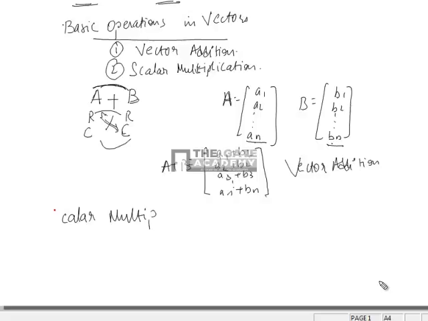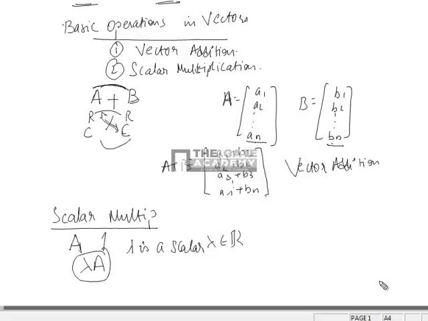Okay, what do I mean by scalar multiplication? If A is a vector, then lambda is a constant, or lambda is a scalar. Lambda is a scalar means lambda is a real number, some real constant. Real constant means what? 1.2, 3.7, 1.9, minus 1.4, like that. Lambda is some real number. So lambda A is called scalar multiplication.